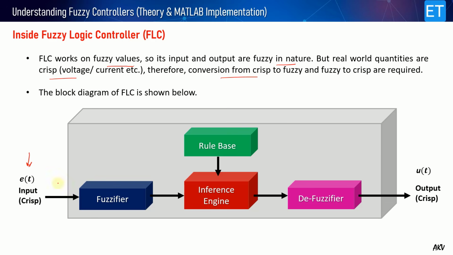So this is your crisp input. First you have the fuzzifier, which changes these crisp values to fuzzy values. Similarly, at the output stage, we have the de-fuzzifier, which converts the fuzzy values into the crisp output value, so that it can be given to the plant. Here we have the rule base where all the rules are defined, and this is the inference engine. On the basis of the inputs, it activates certain rules and gives a fuzzy output. All these fuzzy outputs are aggregated, and then they are de-fuzzified to get a single crisp output.